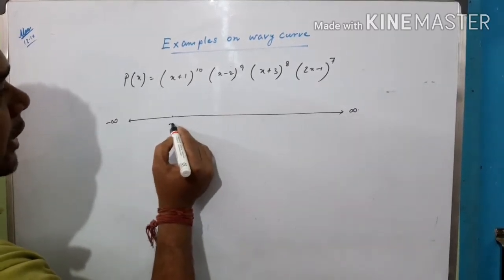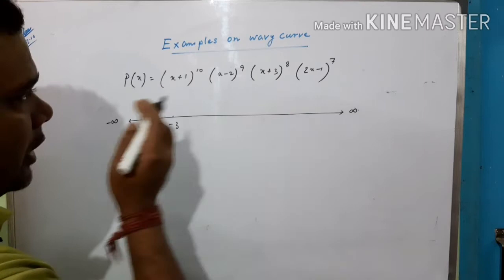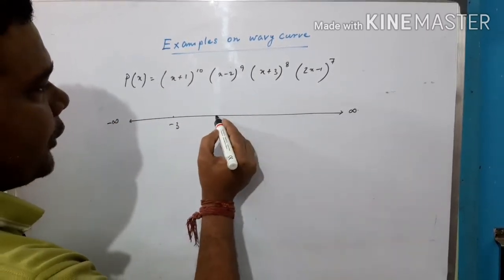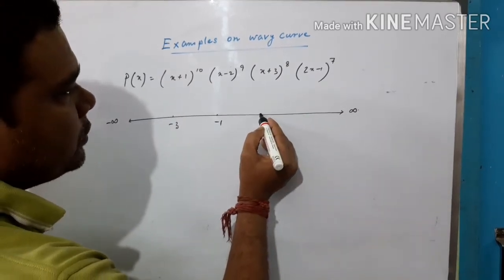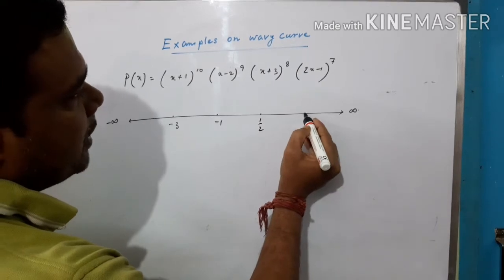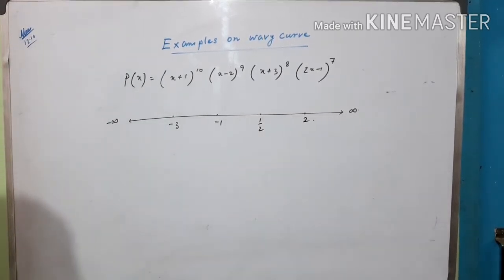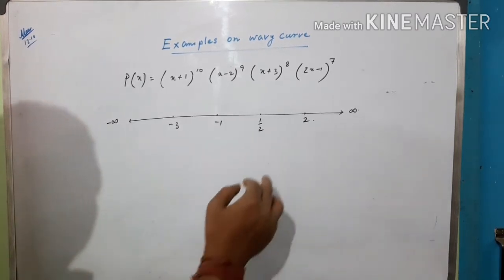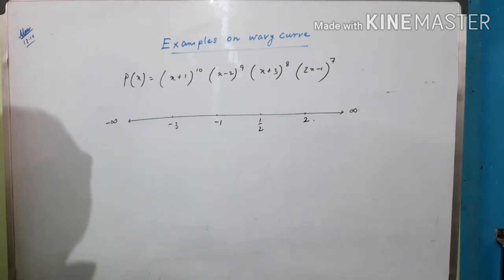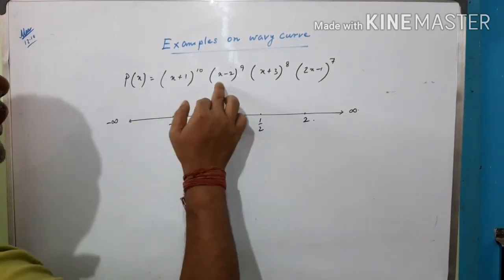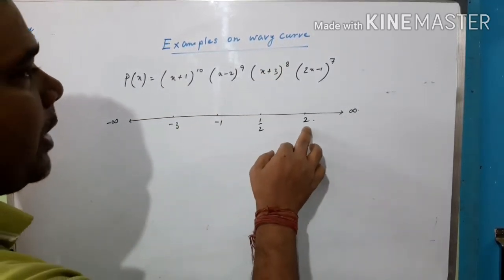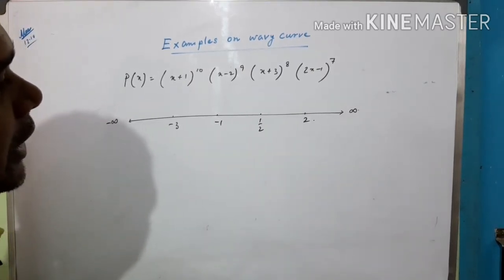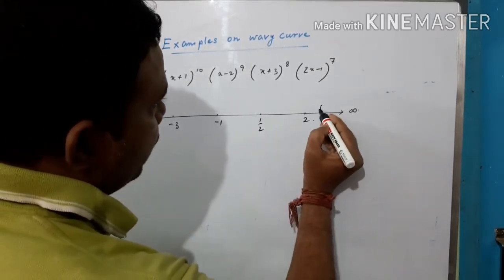Maximum negative is minus 3, then minus 1 from x plus 1, then 1 by 2, and then maximum positive is 2. And we know that the sign of a polynomial is always positive at the right of its maximum root, provided that all the x's are positive. Here you can see that all the x has positive sign. So the maximum root is 2 and the sign of the expression at the right of 2 is positive.